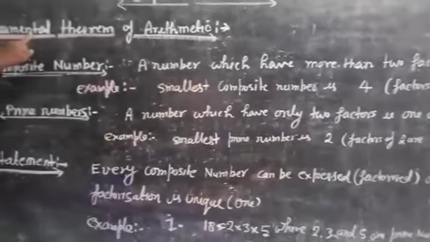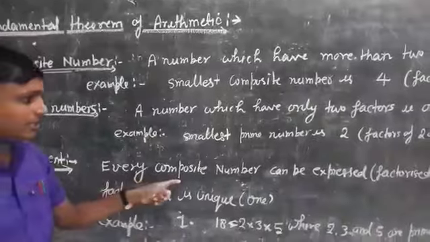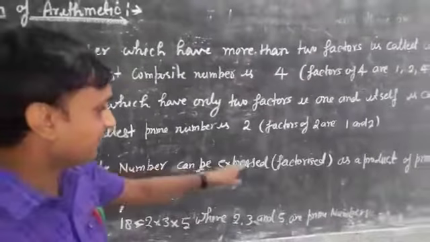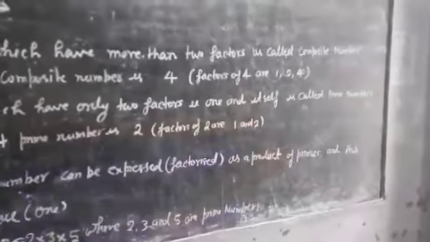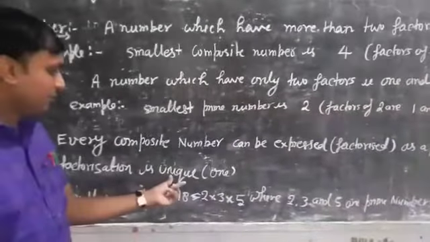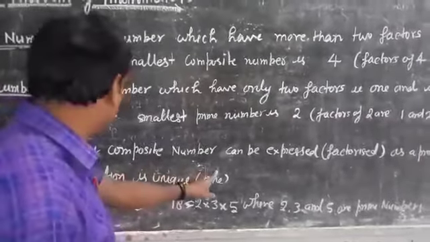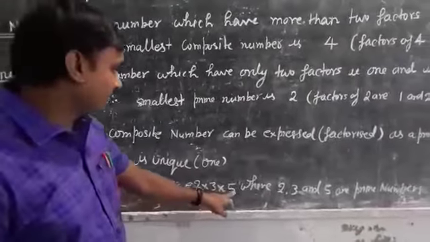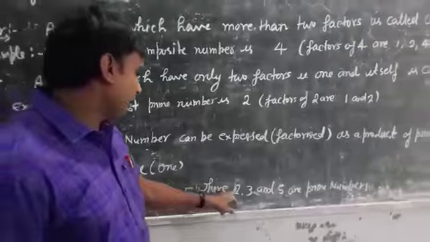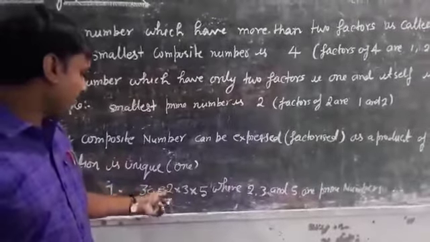The statement of the fundamental theorem of arithmetic is: every composite number can be expressed, that is factorized, as a product of primes, and this factorization is unique. Unique means there is only one way we can factorize any composite number. For example, 30 is equal to 2 into 3 into 5, where 2, 3 and 5 are prime numbers and 30 is expressed as a product of primes.